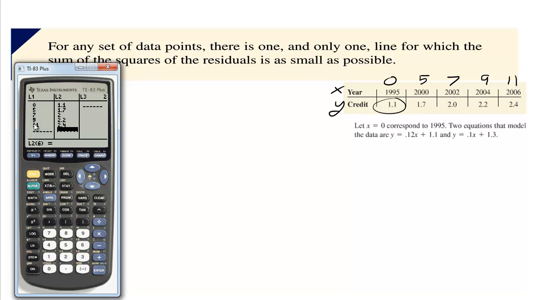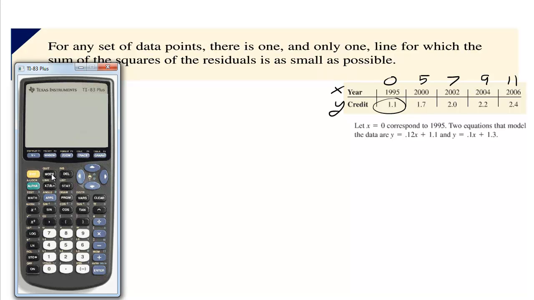The first thing is, I put these numbers x and y in our two lists, and to do that you hit stat, edit, which brings you to lists, and then type them in your list. You have to keep them in order, right? 0 goes with 1.1, 5 goes with 1.7, and so on and so forth.